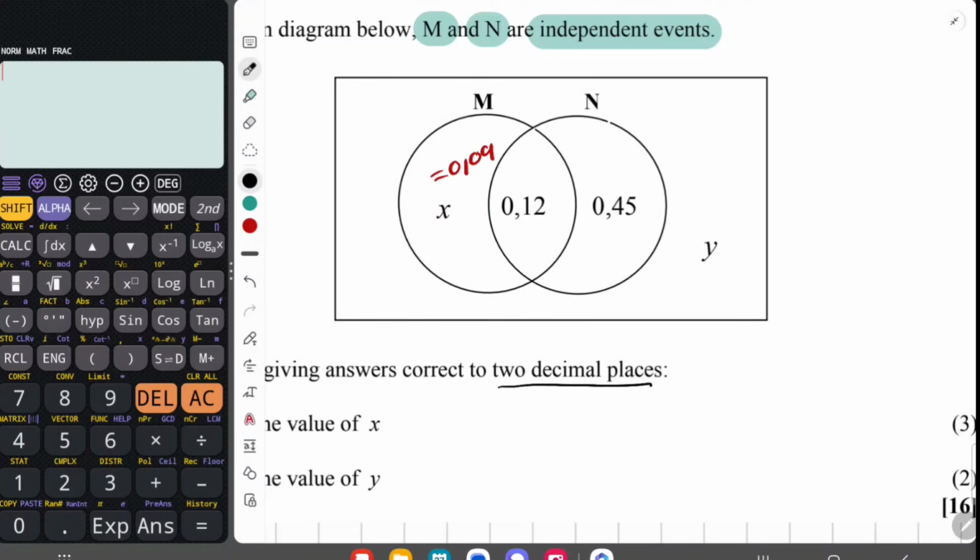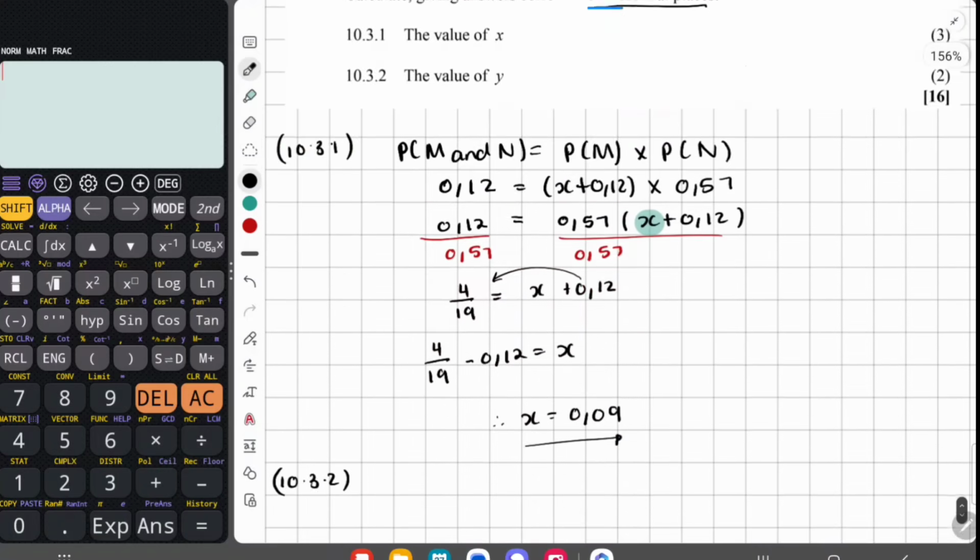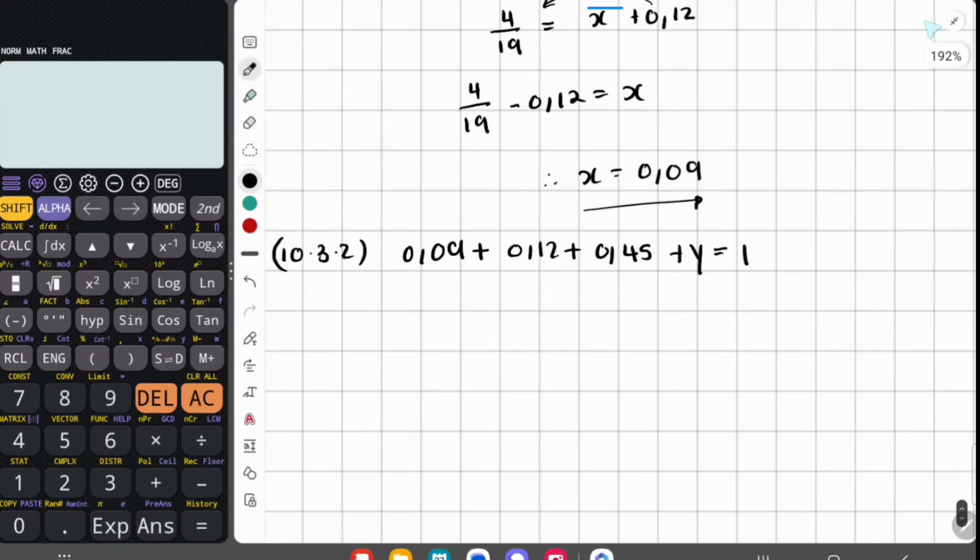This 0.09, that is the probability of event M occurring. Okay, so that is really 9%, and this is 12%, and this is 45%. So if we add everything up together, it should give us 100%. So as a decimal, that is just the number 1. So we can take everything added up and it should give us 1. So that's 0.09, 0.12, 0.45 plus y as well should be equal to 1. So that's the equation we're going to have.